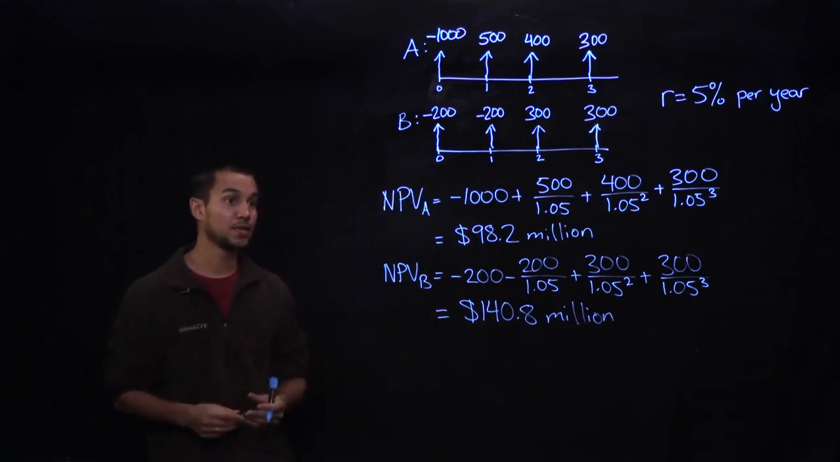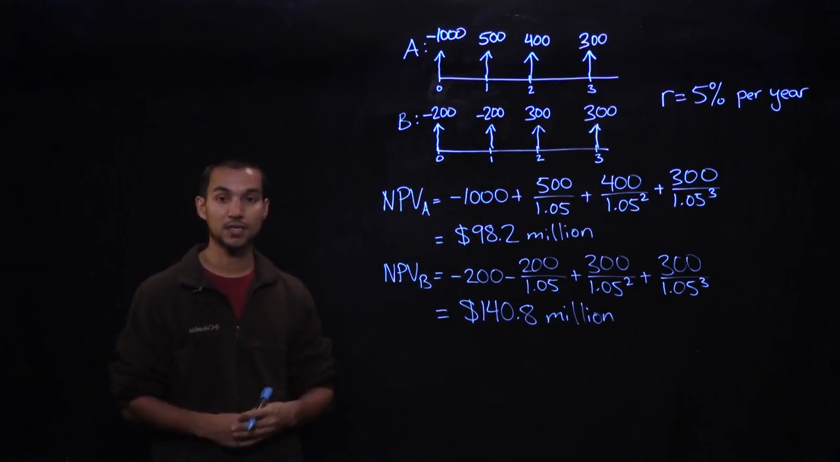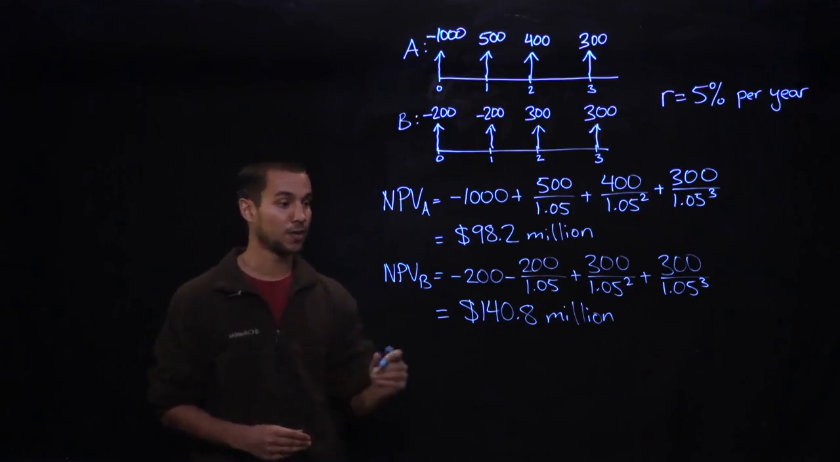And so if this drug company could only decide between one of these two strategies, and they were basing their decision based off of which one had the largest NPV, then they would go with project B.